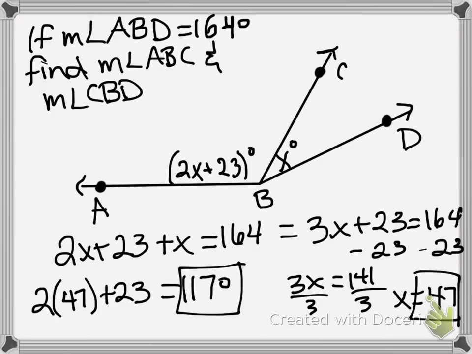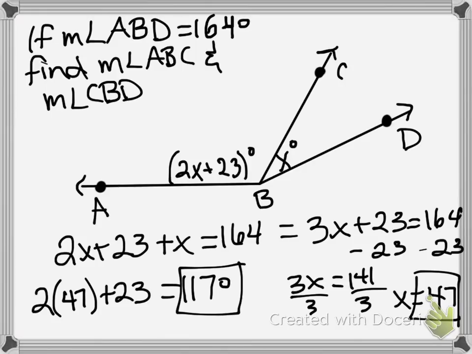So if we put that all together and add it, 2x plus 23 plus x equals 164. And we simplify by combining like terms. So 2x plus x is 3x, and then leave that plus 23. Altogether still equals 164. Now to get x by itself, we need to start by subtracting 23 from both sides. That leaves us with 141. So 3x equals 141. To get x by itself, we divide by 3, and we get x equals 47.